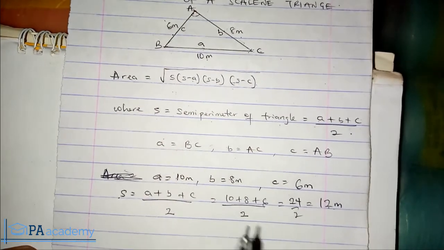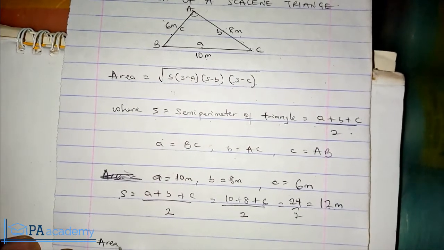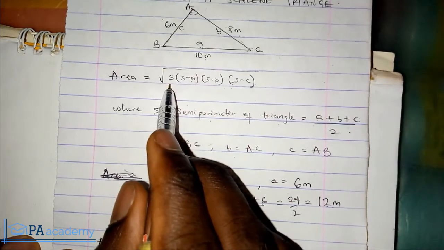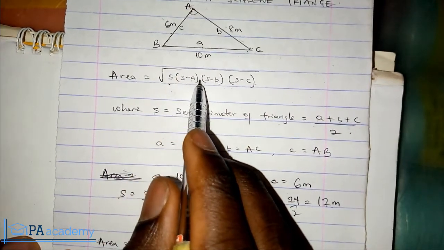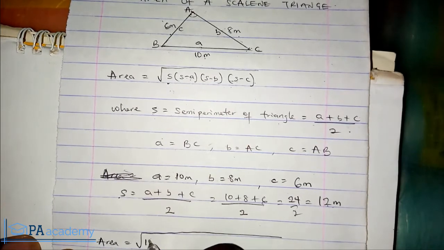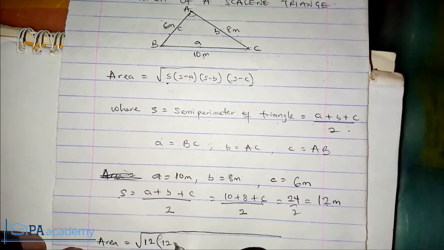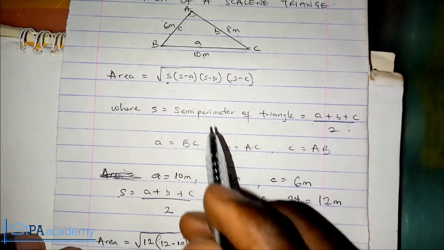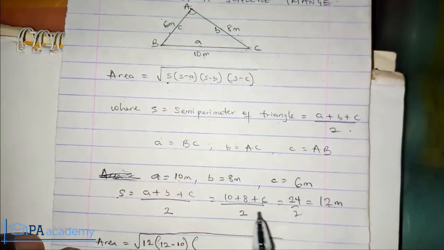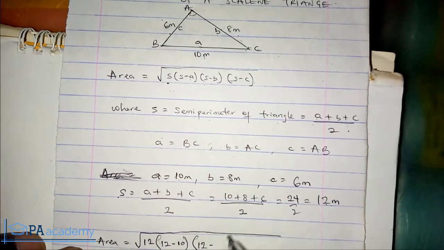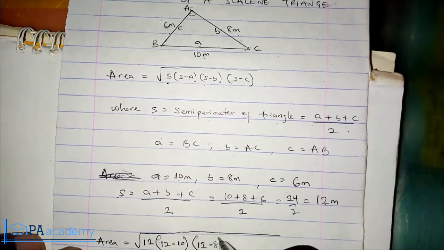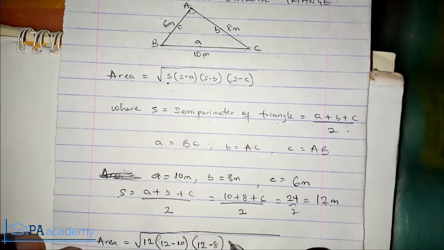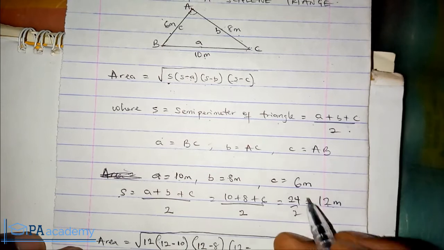Now let's apply the formula. So our area is equal to the square root of S into bracket S minus A. Our S is 12, so that will be 12 into bracket 12 minus our A, which is 10, close bracket, open bracket again. Now S minus B, that is 12 minus our B, which is 8. Then the third side, that's into bracket S minus C. Our S is 12 minus, and our C is 6.